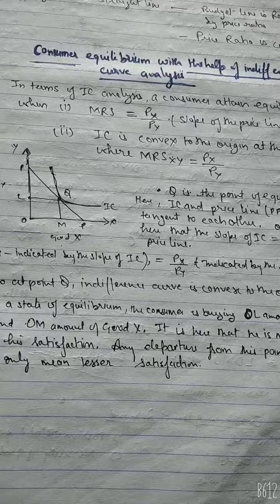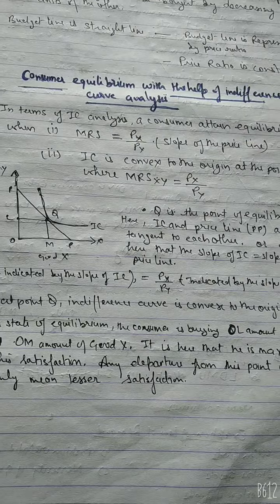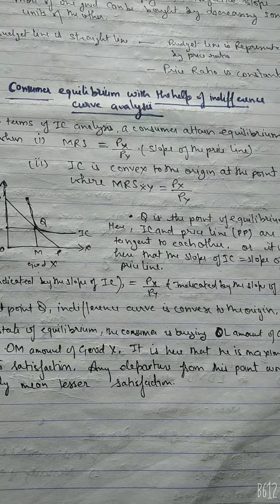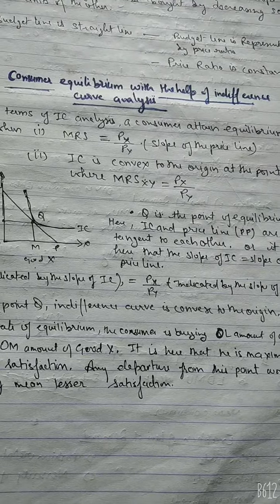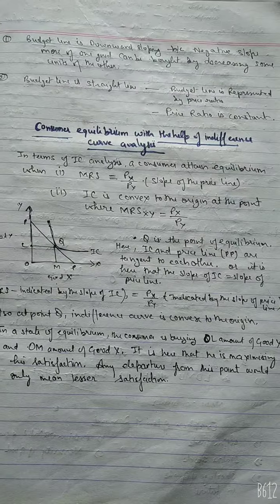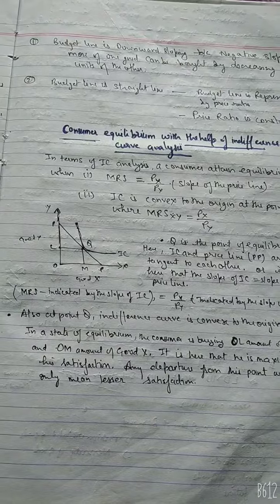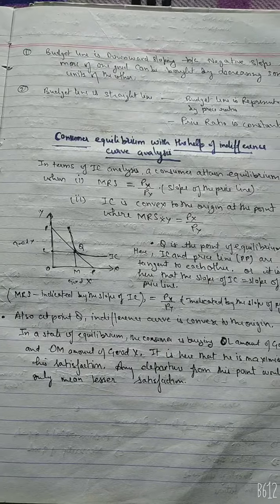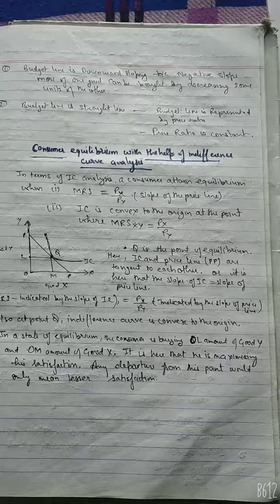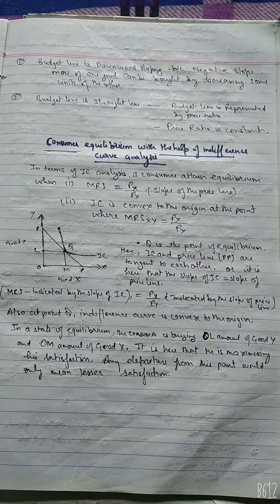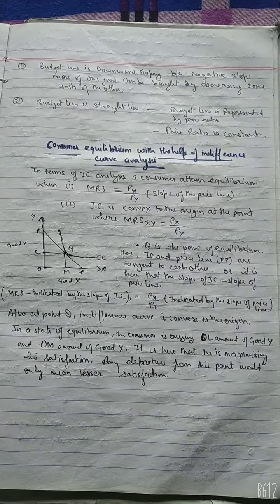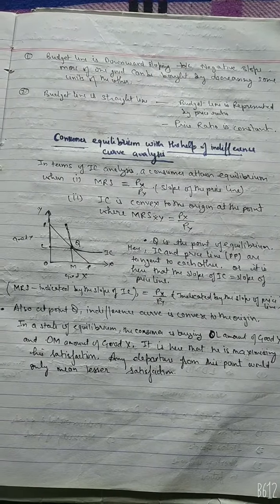The equilibrium purchase is OM of good X and OL of good Y on the indifference curve. In a state of equilibrium, the consumer is buying OL amount of good Y and OM amount of good X. It is here that he maximizes his satisfaction. Any departure from this point would only mean lesser satisfaction.